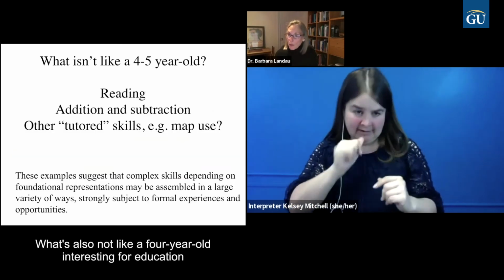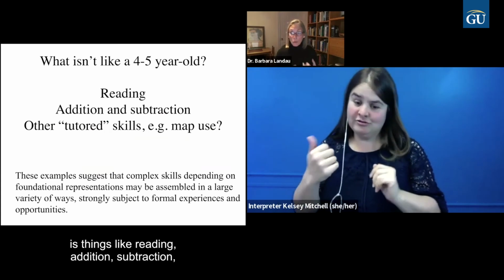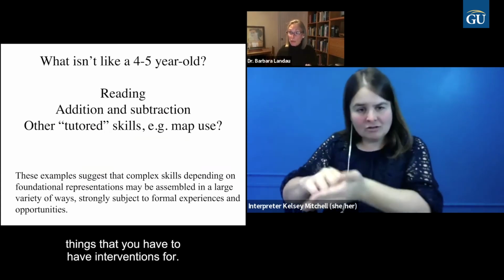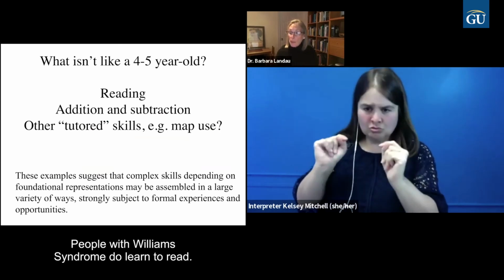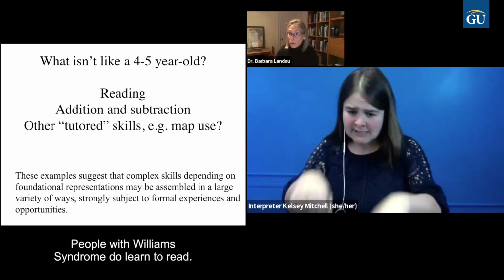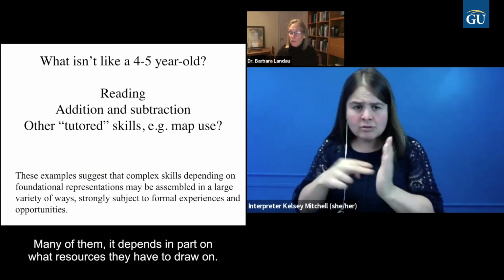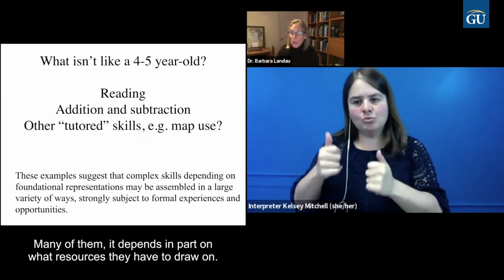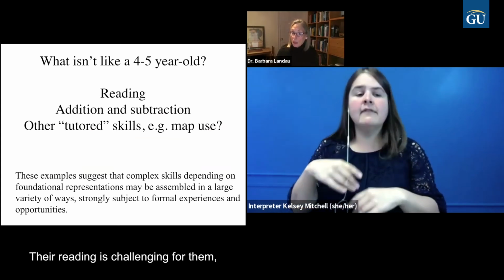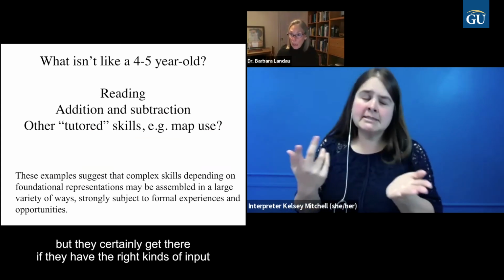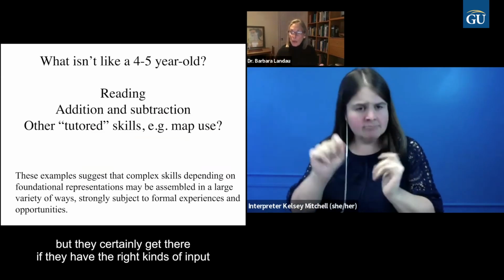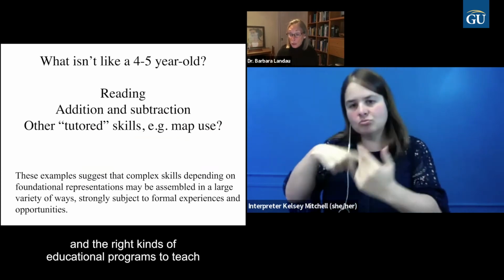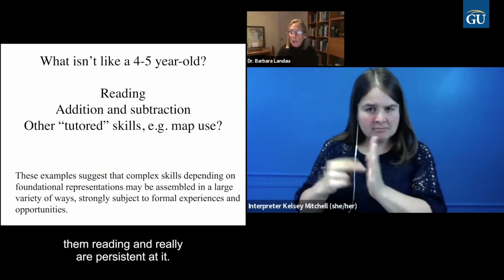What's also not like a 4 year old, interesting for education, is things like reading, addition, subtraction, and other what I call tutored skills, things that you have to have interventions for. People with Williams syndrome do learn to read, many of them. It depends in part on what resources they have to draw on. Their reading is challenging for them, but they certainly get there if they have the right kinds of input and the right kinds of educational programs to train them, to teach them reading, and really are persistent at it.